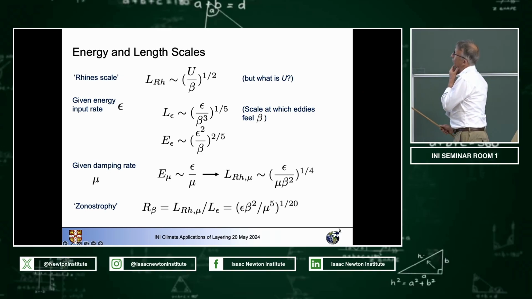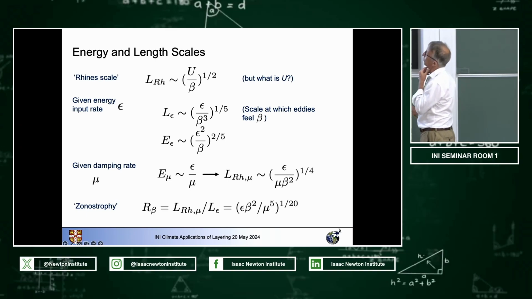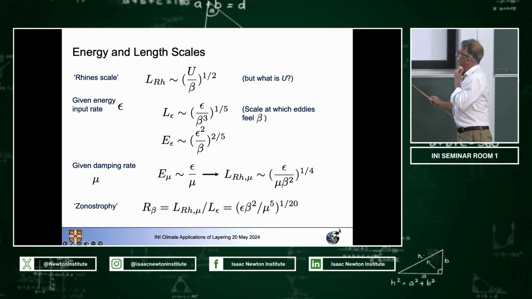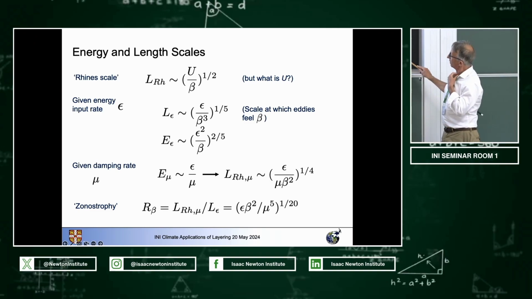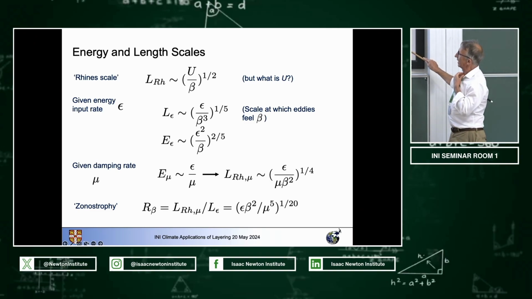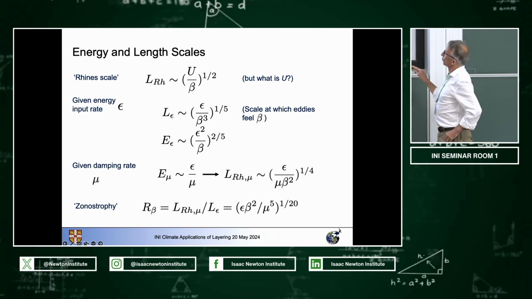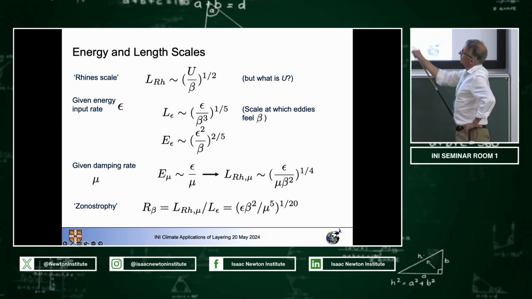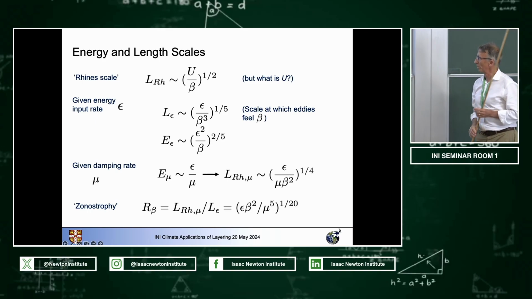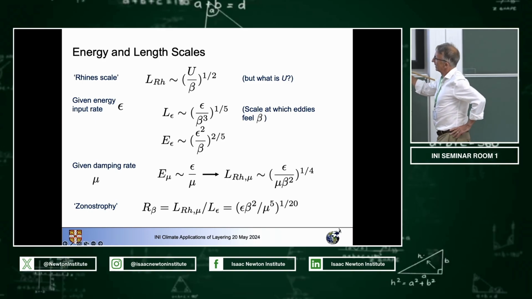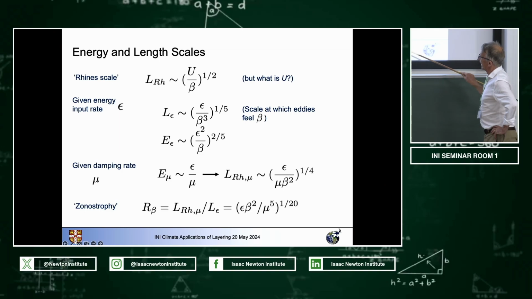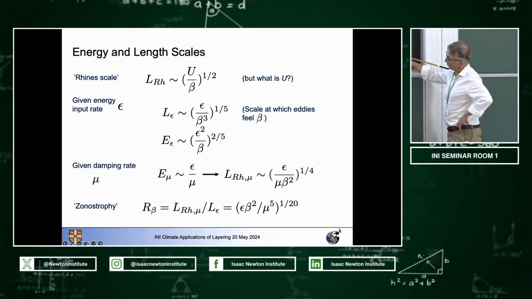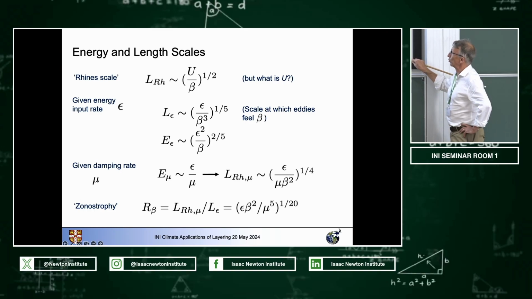Then, if you use the energy balance to set the U here, you can estimate a Rhines scale through this expression. A key parameter is the ratio of the Rhines scale to the scale at which the system feels the wave motion, and that's called the zonostrophy. It ends up looking like this in terms of the parameters: the energy input rate, the beta gradient, and mu, which is the damping.